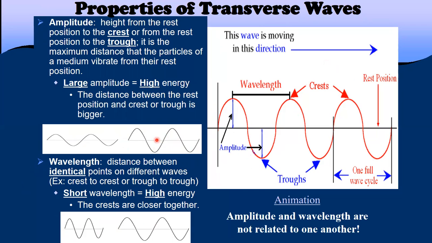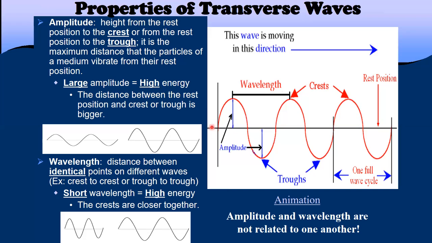Now, how do we measure how strong that wave is? Well, we're going to use the word amplitude to measure how strong it is. So amplitude means that we're going to take the height from the rest position to the crest, or we can take from the rest position to the trough. It is the maximum distance that the particles of a medium vibrate from their rest position. Okay, and that's a big, long definition, but I'm going to simplify it for you, okay?